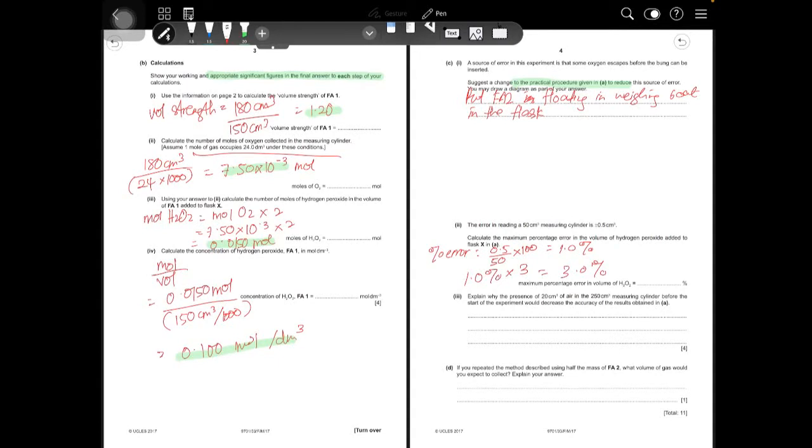Explain why the presence of 20 cm³ of air in the 250 measuring cylinder before the start of the experiment will decrease the accuracy of the result obtained in A. Since we have a volume reading caused by air, which is something we don't want, we just want the volume produced by the oxygen. So we will need 2 readings to find the volume of gas evolved. The more readings you take, the higher the error. So that means you will have twice the percentage error of taking one volume.